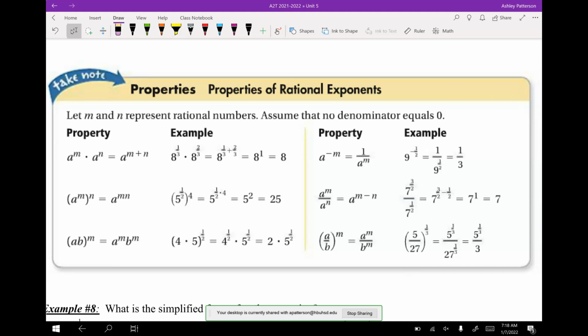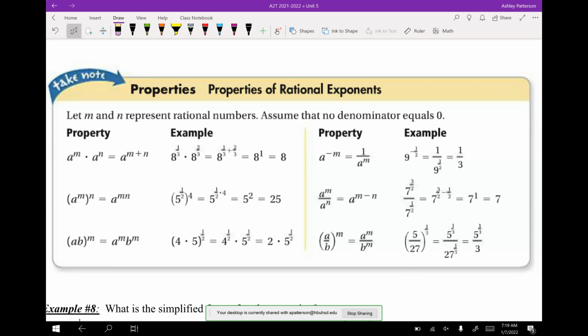What if we had a quantity, a product, being raised to an exponent? We just distribute it inside of the quantity. Every term inside of that parenthesis was raised to the power. This one was always a little bit tricky for students. If we have a base raised to a negative power, what does that do? We take the reciprocal of the base.